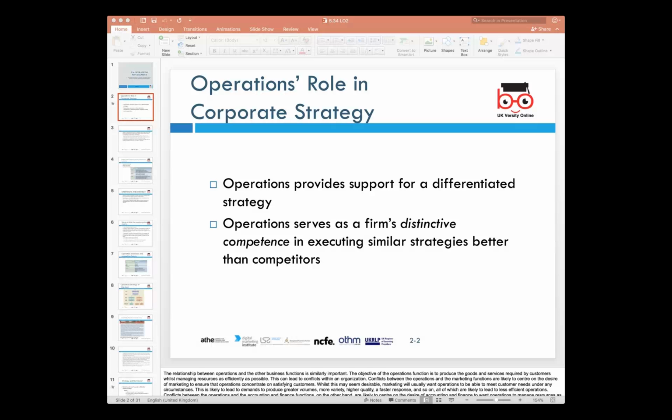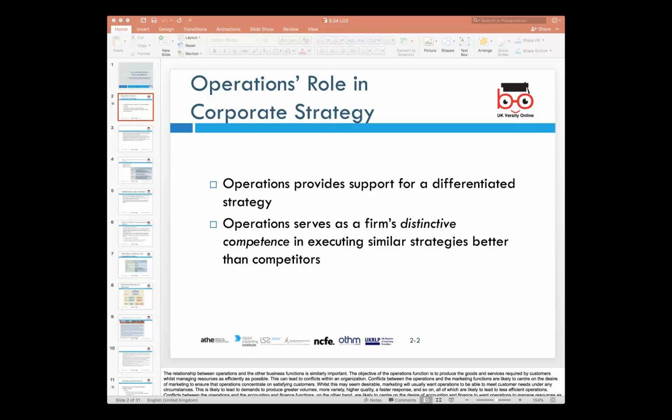provide support for a differentiated, basically provide support to deliver a particular product or service, which is being ordered or placed as an order, or the sales and marketing department will procure that order or whatever it is.